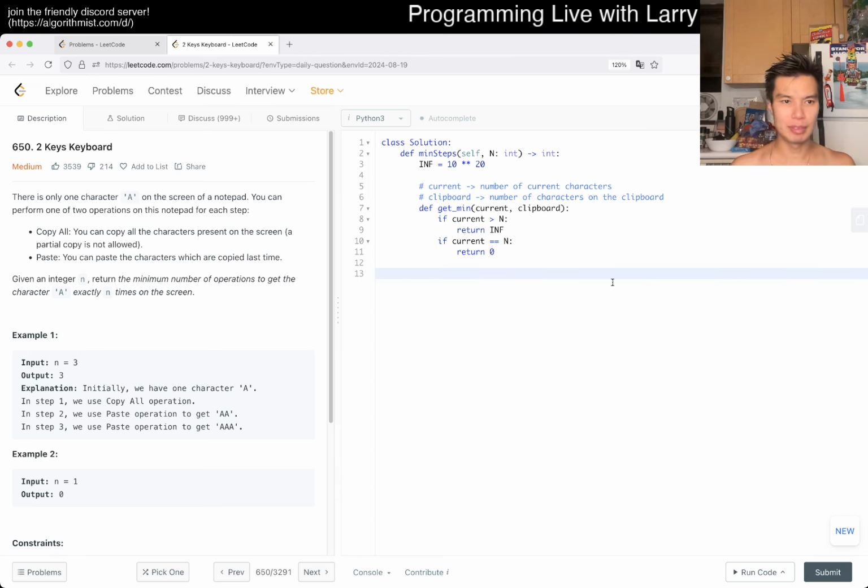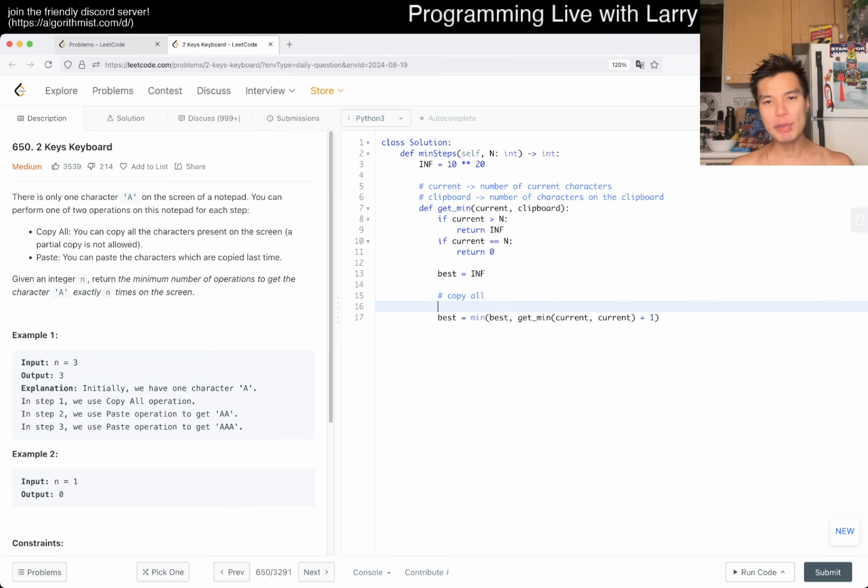We can copy the characters on the screen. So best is equal to infinity. And then this is the copy all operation. So best is equal to min of best and get min, where the current doesn't change, since we copy all, and the clipboard will be the current. And then this is plus 1, of course, for making one operation. Here, so that it doesn't go in an infinite loop, we make sure that current is not equal to clipboard. It makes sense as well, because you can keep copying all, but that's just a little bit silly.